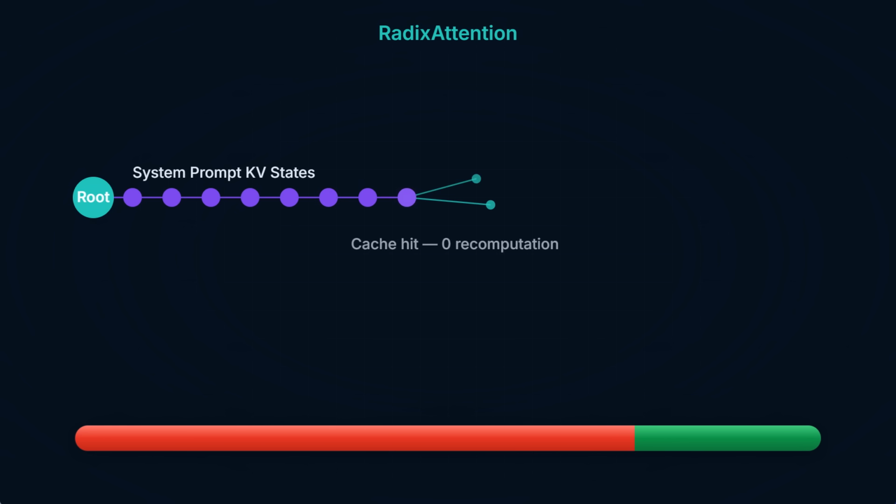Second request, same system prompt. It moves fast through the cached tree. Every KV vector already there. It branches only where its unique tokens begin. 200 tokens of computation, skipped.